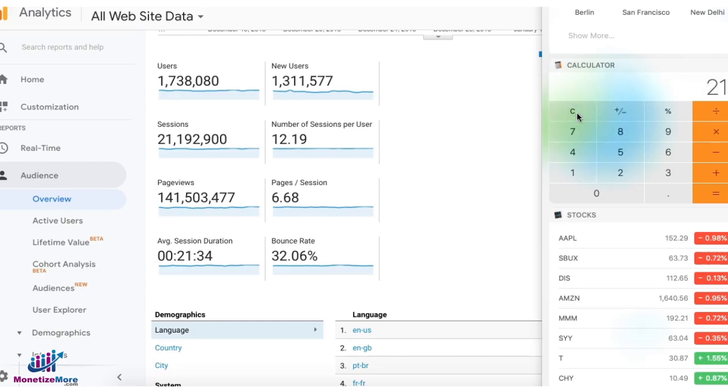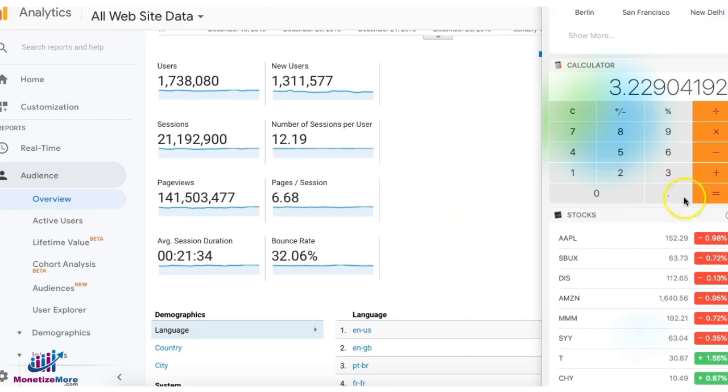All right, so 21.57. And we have to divide that by the number of pages they open per session. So now we can get the average user time per page instead of the whole session. All right, so 21.57 divided by 6.68.